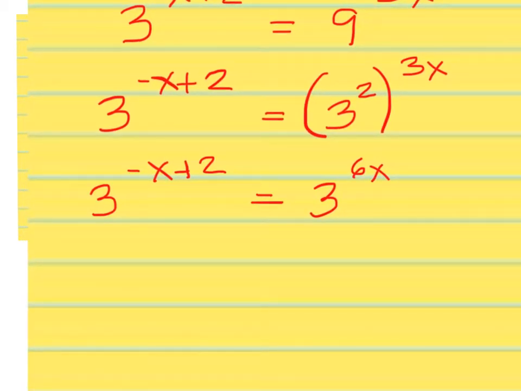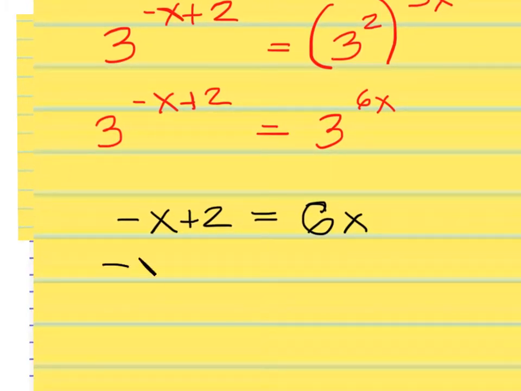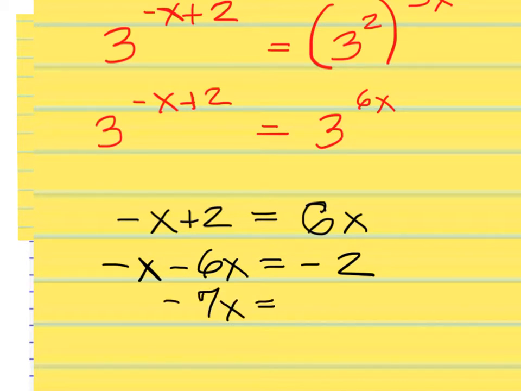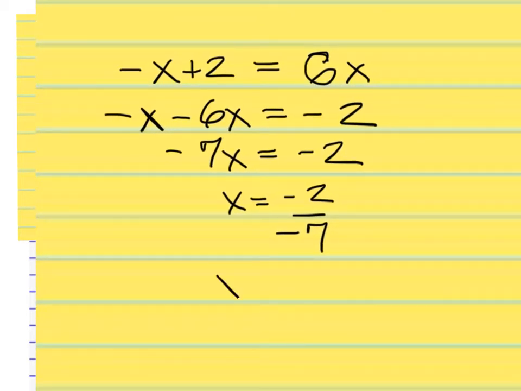Okay, we have the same base in each situation. So that means we can set -x plus 2 equal to 6x. Alright, we're going to solve this. I am going to move the 6x to the left, change the operation, and the 2 to the right, change the operation. So that's -7x equals -2. The answer is going to be -2 over -7, and can I quit there? No. What is the answer? 2 over 7.